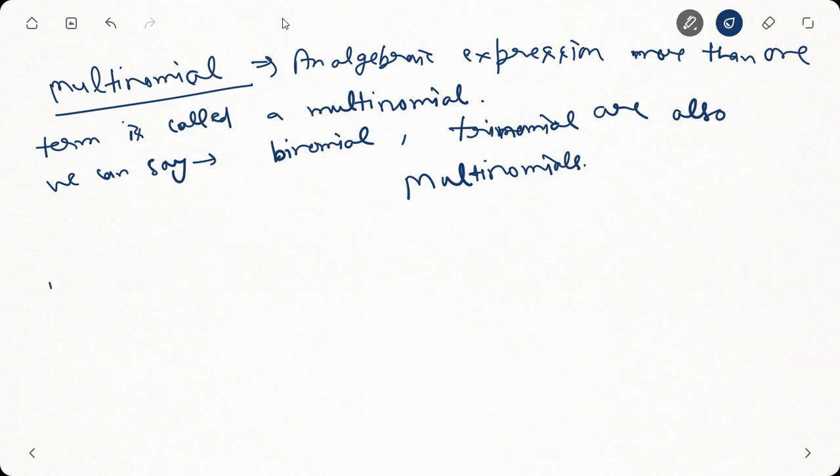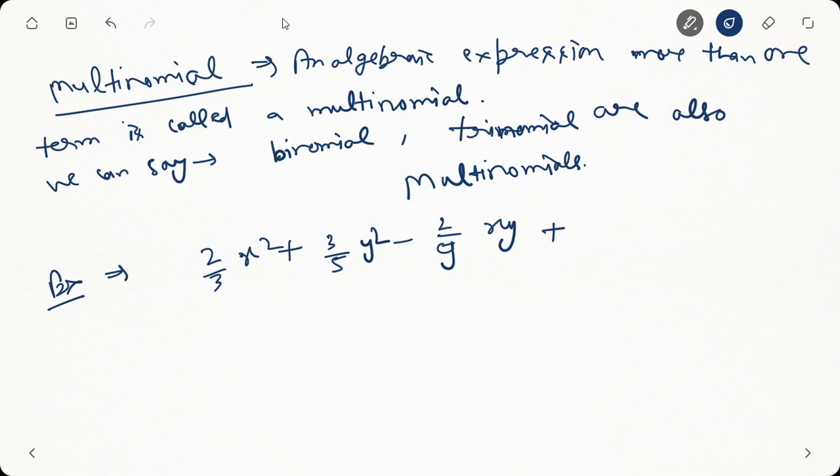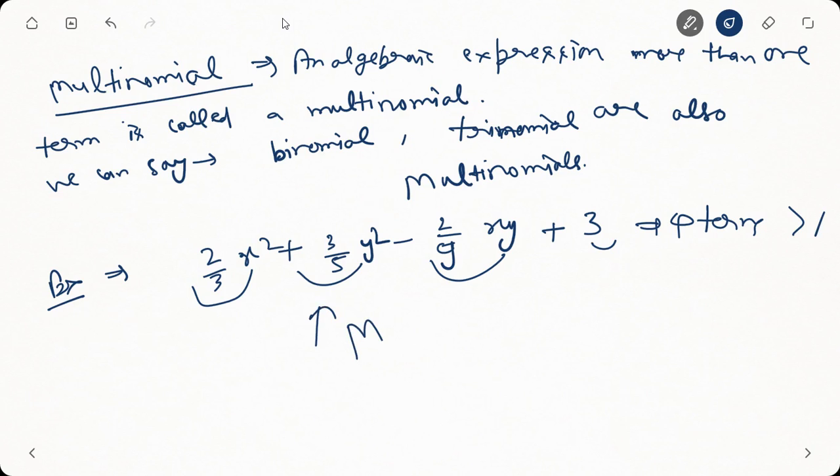So for example, any algebraic expression which is having more than one term. Say for example, 2 by 3 x square plus 3 by 5 y square minus 2 by 9 xy. So how many terms does it have? Or suppose I also add a constant term as well, 3. So how many terms does it have? 1, 2, 3 and 4. It has 4 terms, which is more than 1, right? So it is a multinomial.